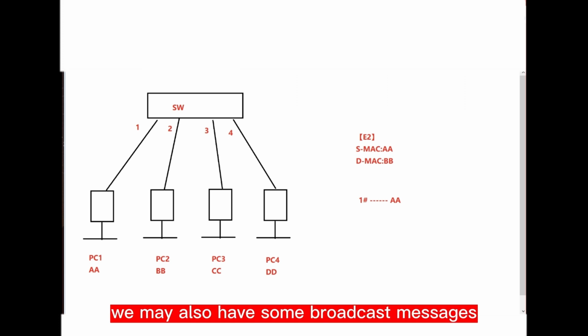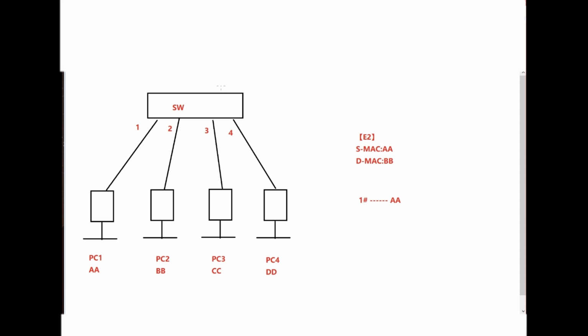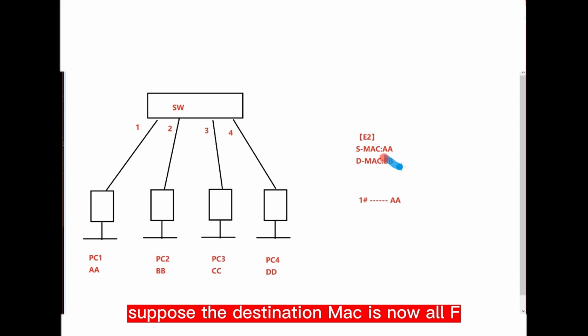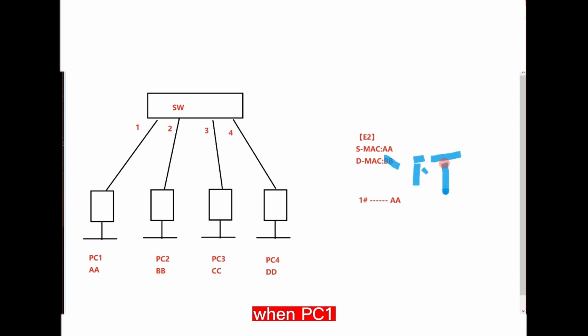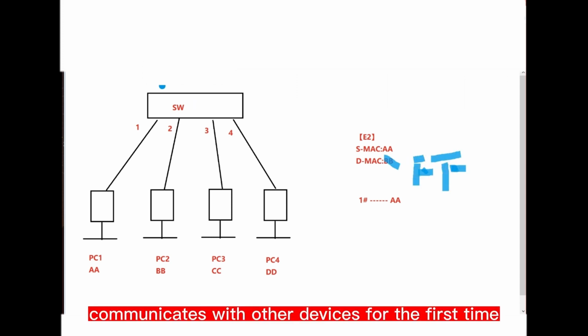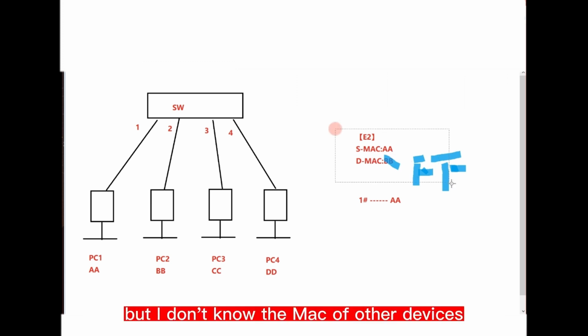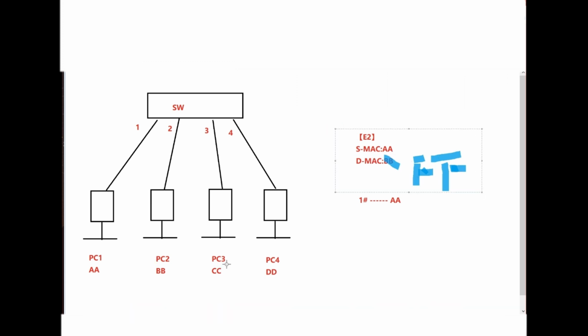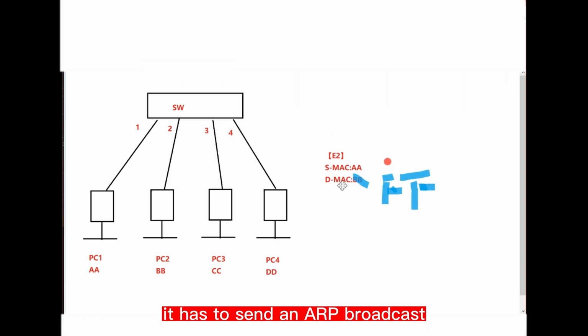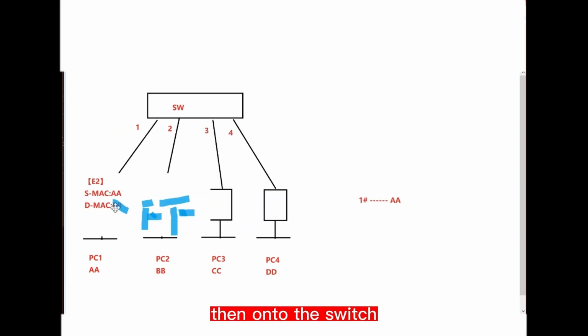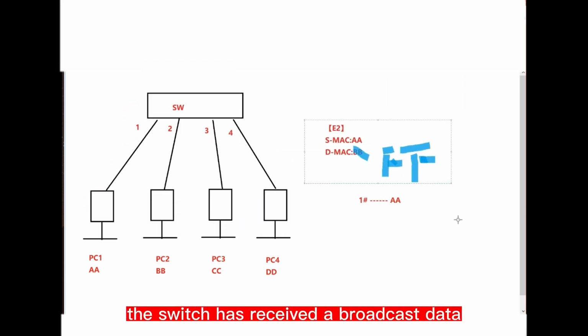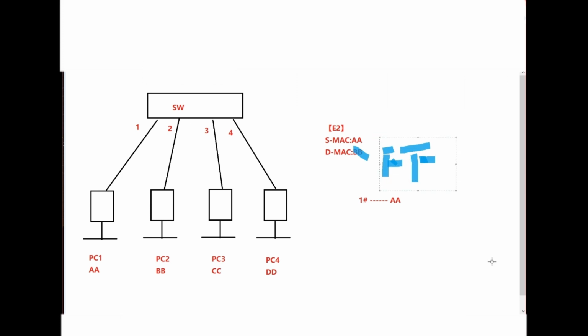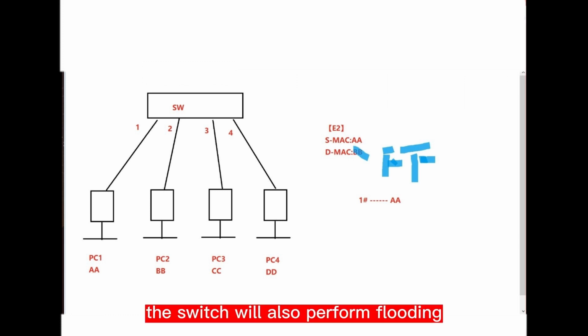We may also have some broadcast messages. Suppose the destination MAC is now all F. When PC1 communicates with other devices for the first time but doesn't know the MAC of other devices, it has to send an ARP broadcast. Then it goes to the switch. The switch has received broadcast data. Then don't think about it: absolutely direct flooding. So you will find the switch will also perform flooding.